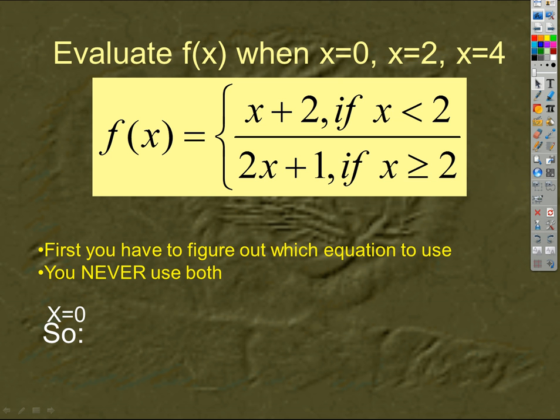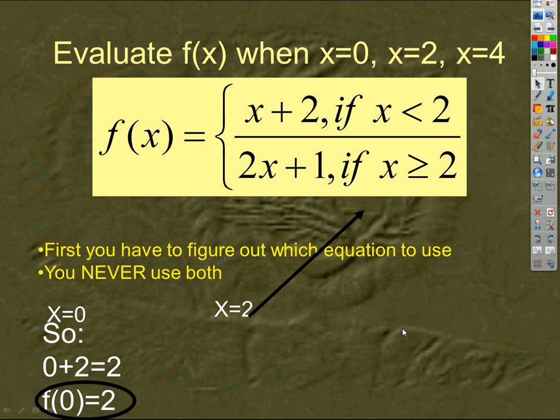What about at 2 itself? Now be careful with that one. Which one? The bottom one. How come? Because it's equal to 2. Ah, okay. Because 2 is not less than 2. 2 is greater than or equal to 2. So we'd stick 2 into the bottom part of the function, and we get an answer of 5.